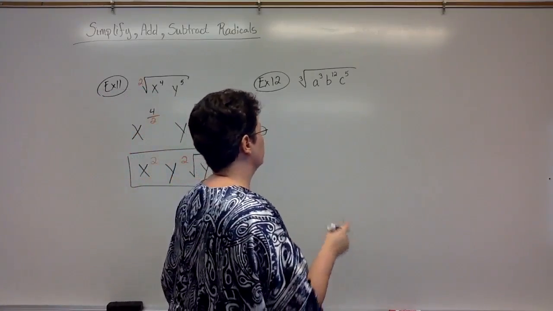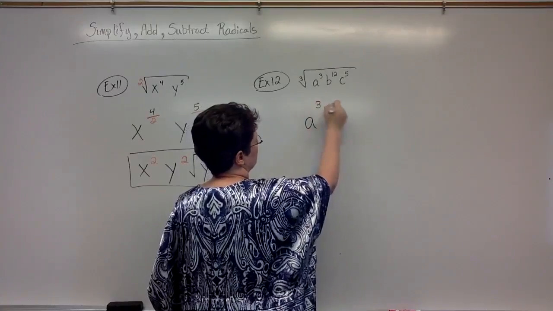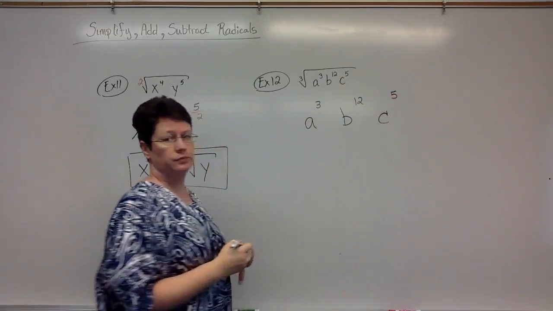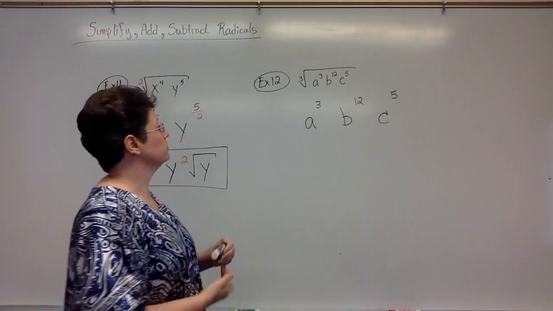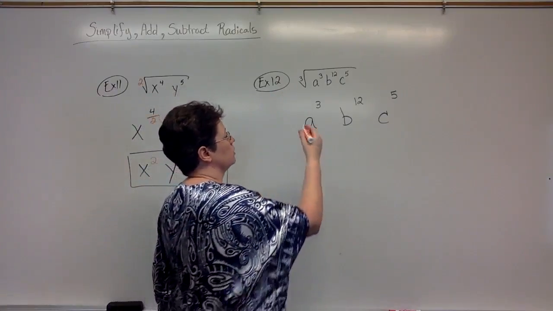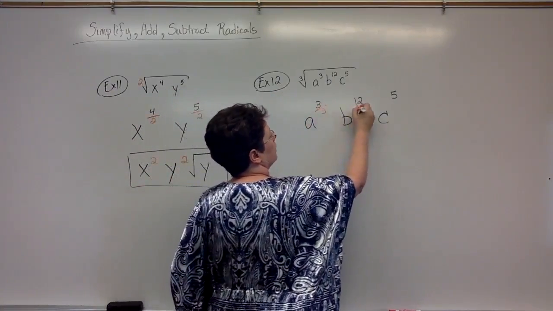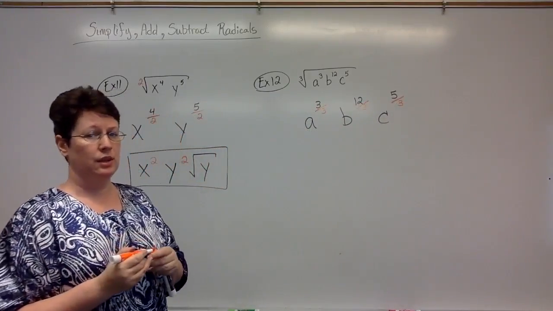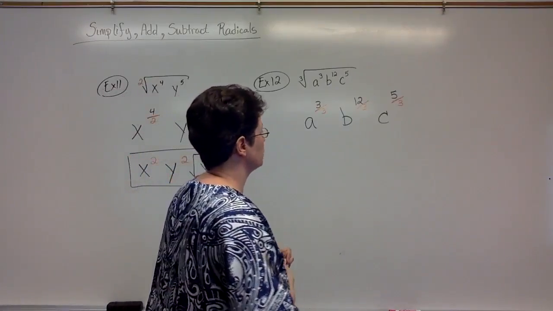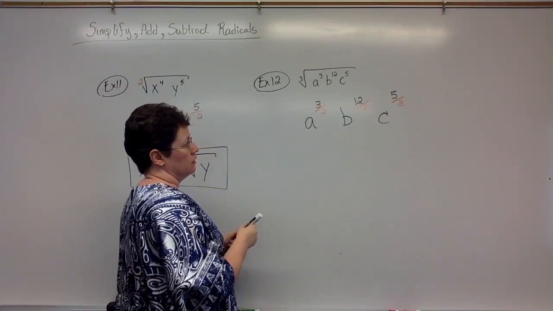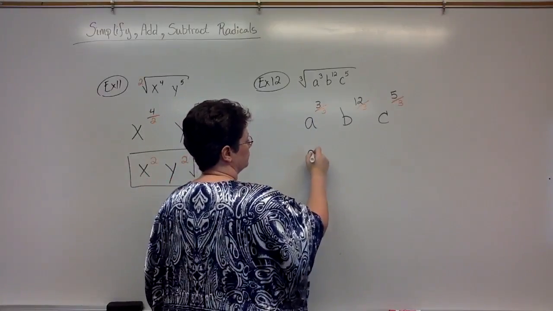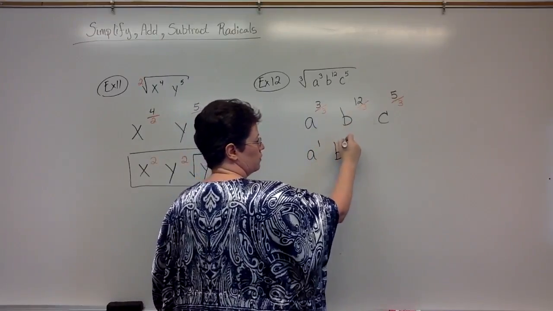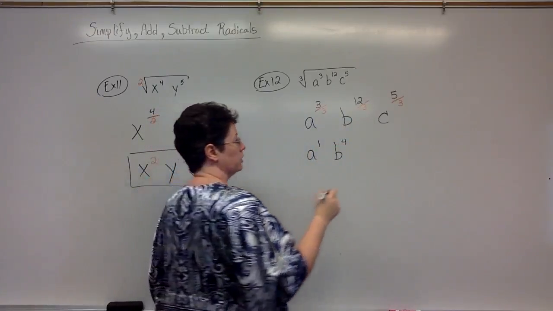So let's look at example 12. I have an a cubed, b to the 12, and c to the 5th. What is the value of this radical? Well, it's a cube root. So I'm going to divide by 3. Only the exponents. This only works for exponents. Cannot do this with coefficients, no whole numbers. So a is now to what power? Right? It's to the first power. b is to the fourth power, because 12 divided by 3 is 4.